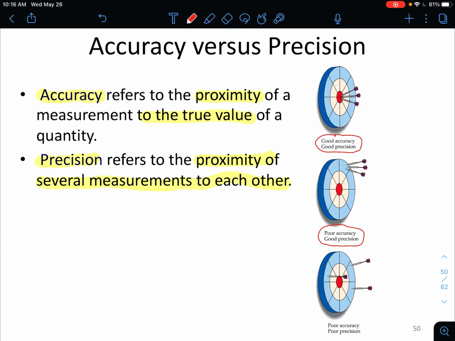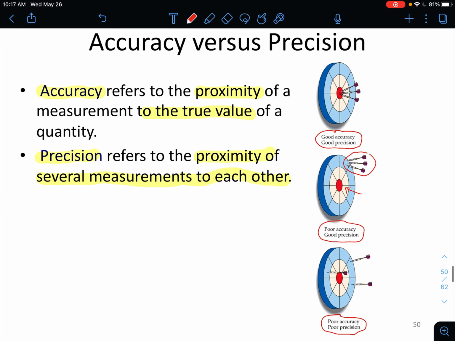The middle case is poor accuracy but good precision, right? All three darts are close together, but none of them are at the bullseye. So not good accuracy, but good precision because they're all close together. And then the last one is kind of the worst case, poor accuracy, poor precision. No one throw is close to the bullseye, and the individual throws are not near each other.